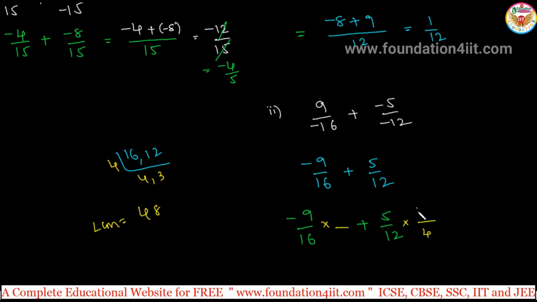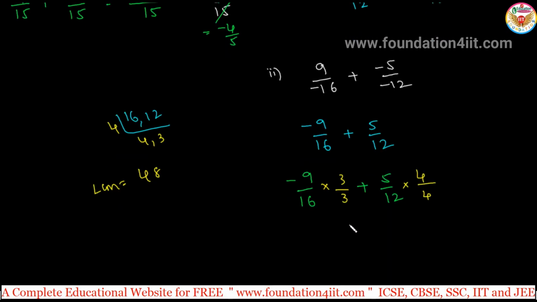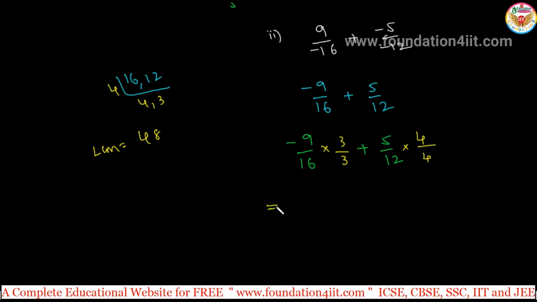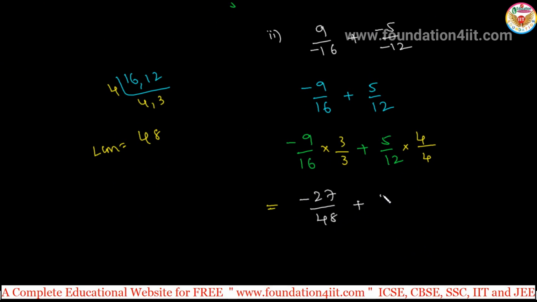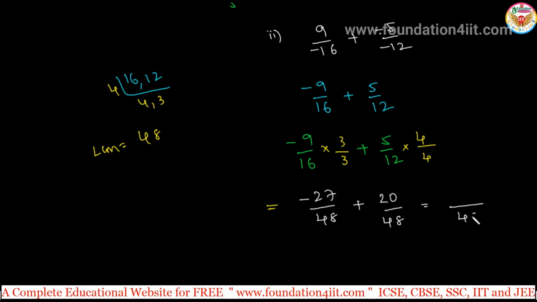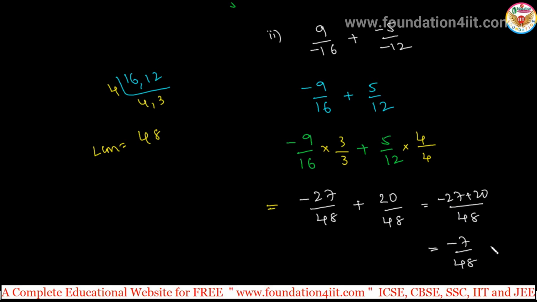This is 4 by 4 because 12 4s are 48. And here it is 3 by 3 because 16 3s are 48. Now you can simplify. You'll get minus 9 into 3 is minus 27 by 48, plus 5 4s are 20 by 48. Whenever the denominator is the same, just add the numerators. Minus 27 plus 20 is minus 7 by 48.